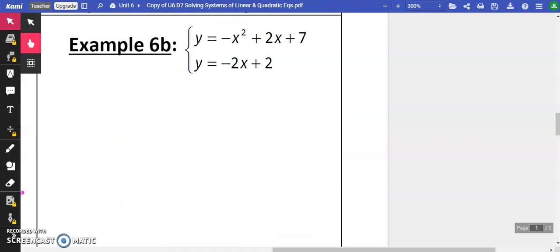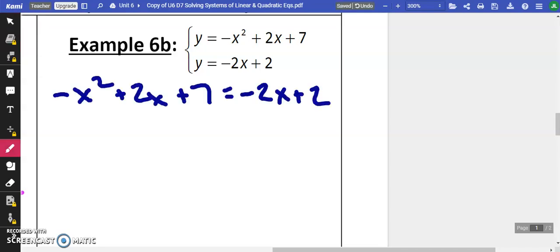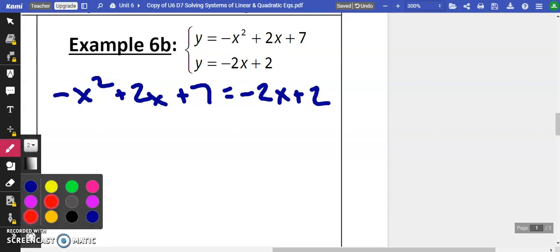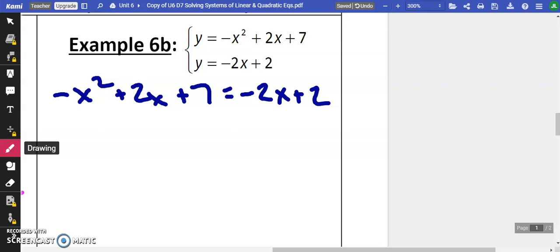So let's go ahead and do one more example. We're going to go ahead and set the two equations equal to each other, just like we had done on the previous problems. We're going to rearrange our equation so that one side is equal to 0. When I'm doing these, I like to have a positive x squared instead of a negative x squared because it makes the factoring easier. So what I'm going to do is take all the stuff on the left and cancel it out.